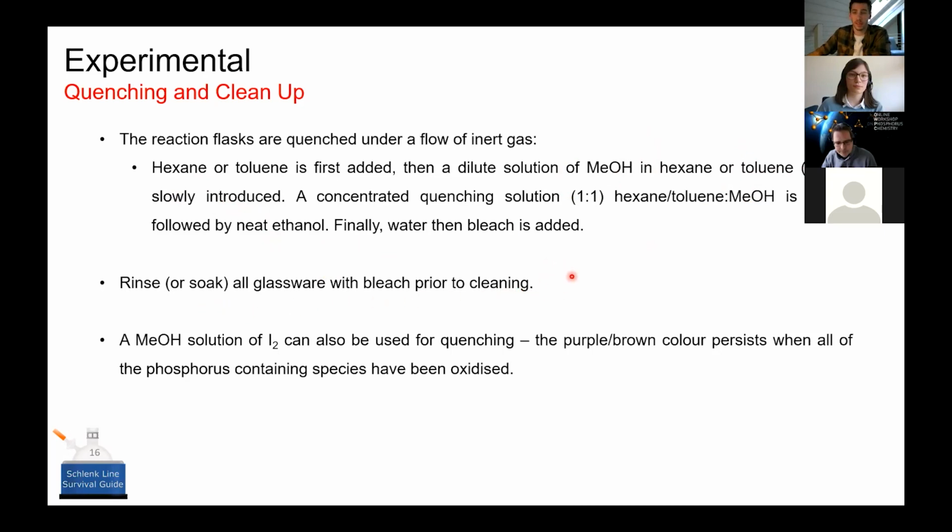As with many phosphines, they smell quite bad. So one of the ways you'll want to eliminate that smell is with bleach. So you may want to rinse or at least soak all of the glassware and equipment with bleach prior to your usual cleaning.